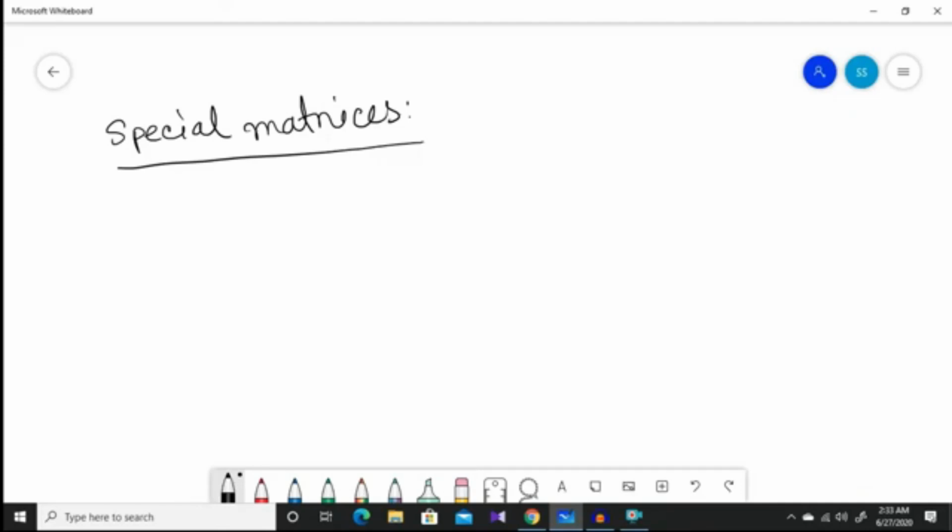Hello everyone and welcome back. Today we want to talk about special matrices. That is, some matrices that are known and very familiar, that they have their own terminologies. So the first matrix that we are going to see is called the zero matrix.